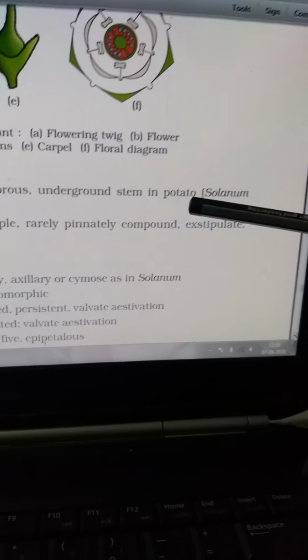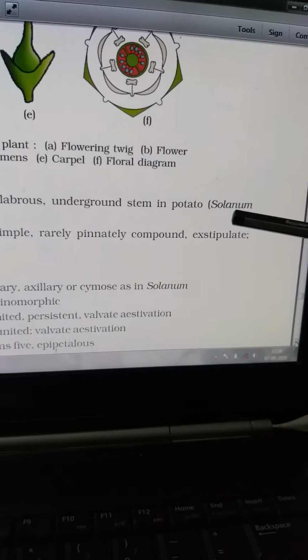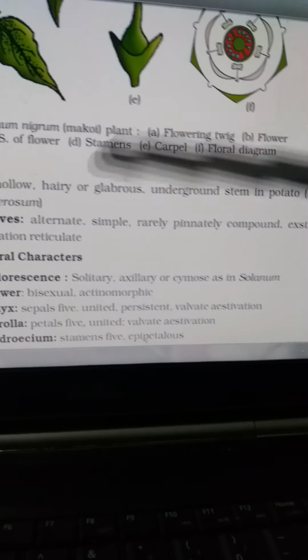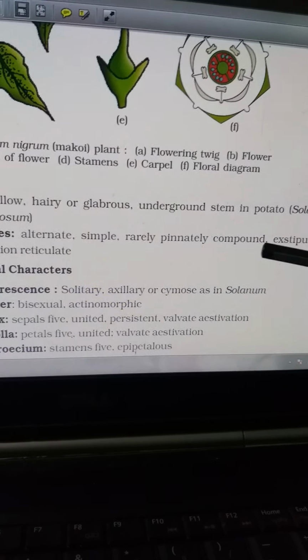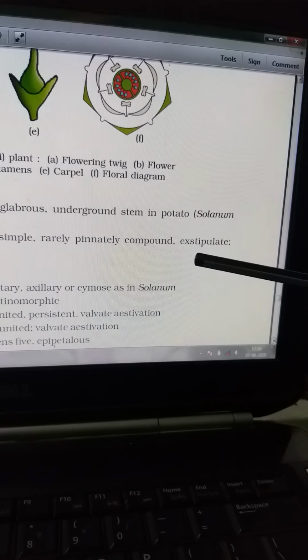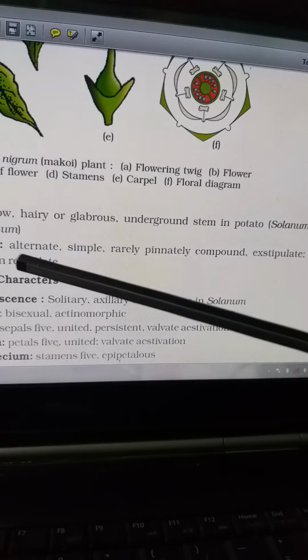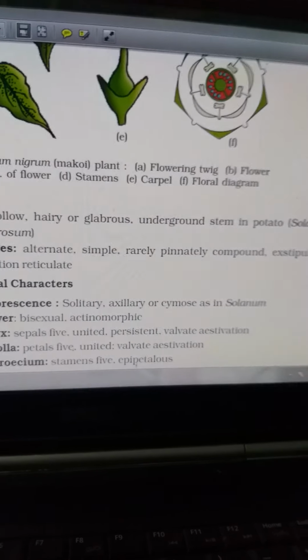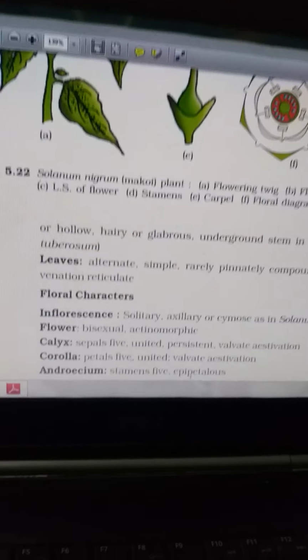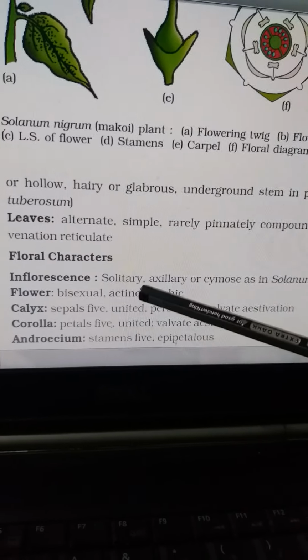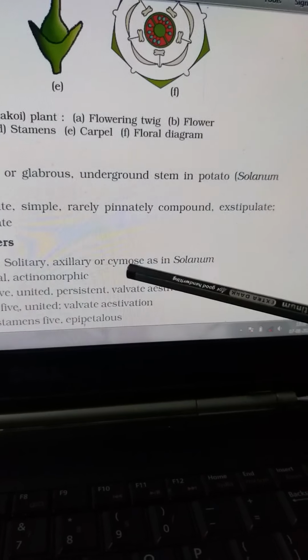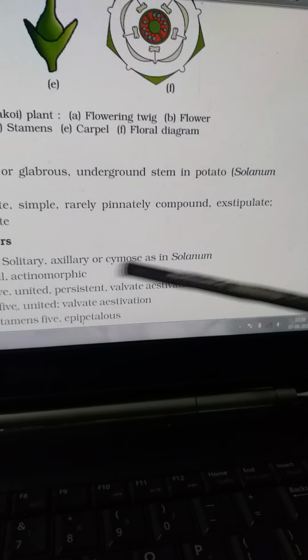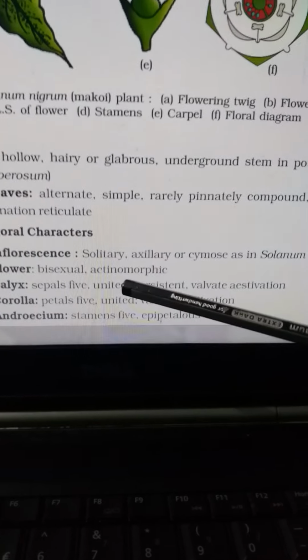Then underground stem, potato. The scientific name of potato is Solanum tuberosum. Now leaves: they are alternate, simple, rarely pinnately compound, exstipulated. That means they don't have a stipule, a small stalk attached at the base of the leaf stalk, and reticulate venation. And see the flowers, solitary, that means they have a single flower, axillary or cymose as in Solanum. Then flowers are bisexual and actinomorphic.